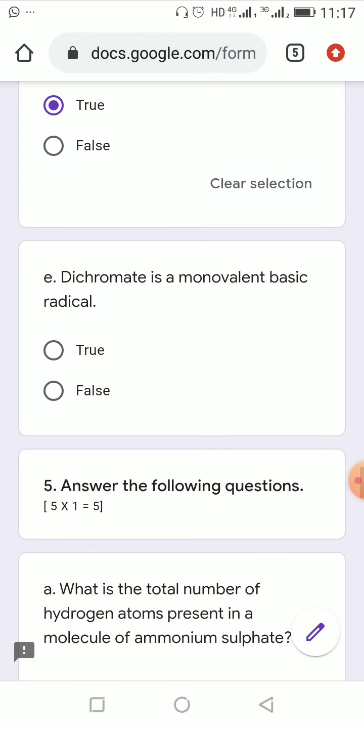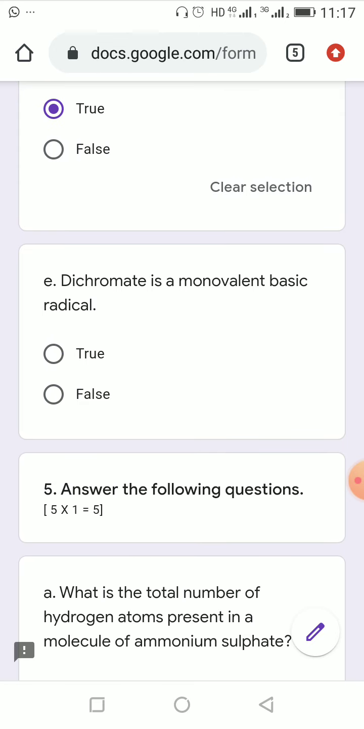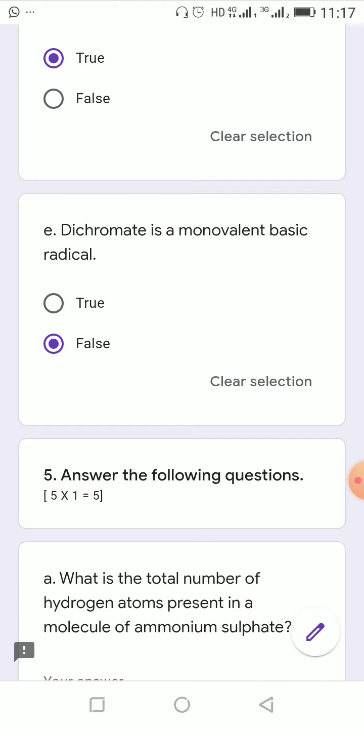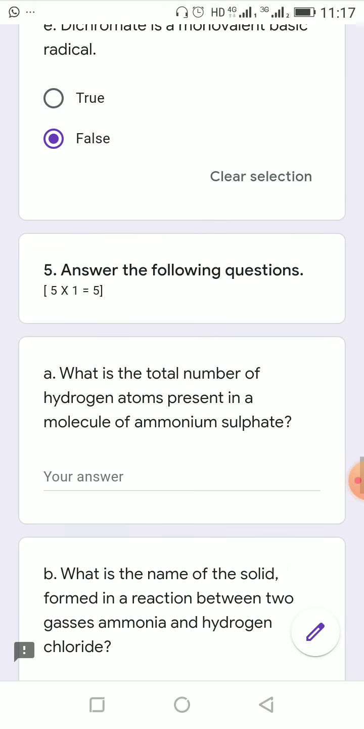Dichromate is a monovalent basic radical. Dichromate is Cr2O7 2-, so this is not monovalent, this is bivalent or divalent. Okay, and it's not a basic radical, it's an acid radical. So it will be false.